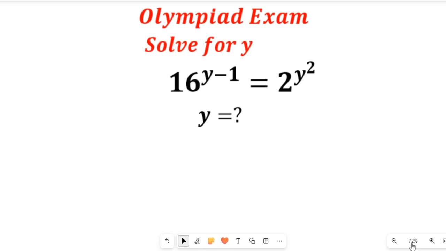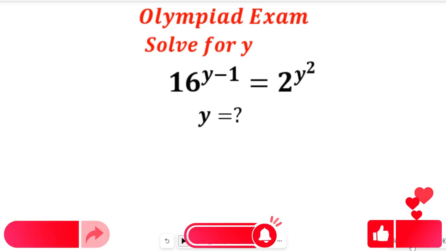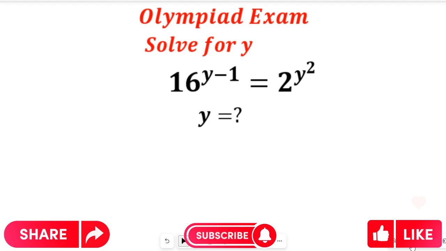In this video, I'm going to show you two great methods you can use in solving this Olympiad exam question. We are asked to solve for y. In the first method, I'm going to use the laws of logarithm. We can also use the natural law of logarithm. And in the second method, I'm going to solve it naturally using the laws of indices. And you'll see we'll arrive at the same solution. Now let's get this started.